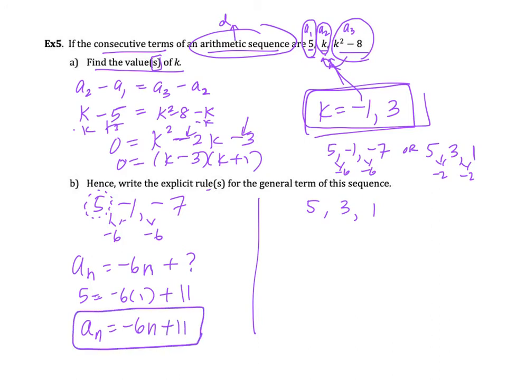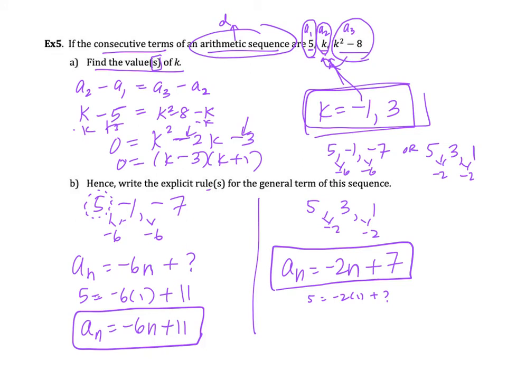That's one option. And then I have another one where I go minus 2, minus 2. I go a sub n equals negative 2n plus, well, if I plug in a 1, I should get a 5. So what am I going to add to get to a positive 5? Hopefully you're saying I need to add a positive 7. So there are my two equations.